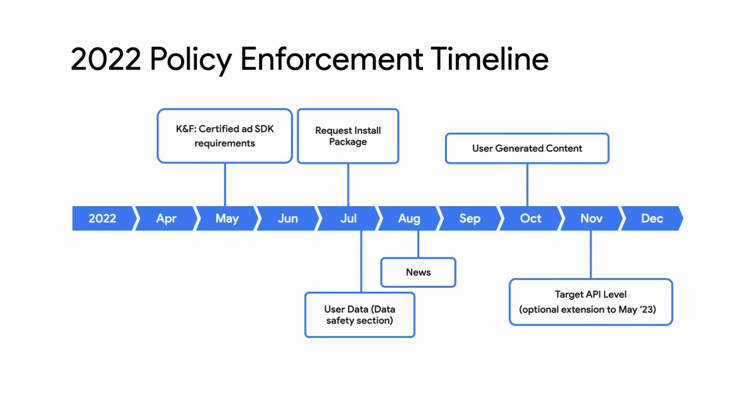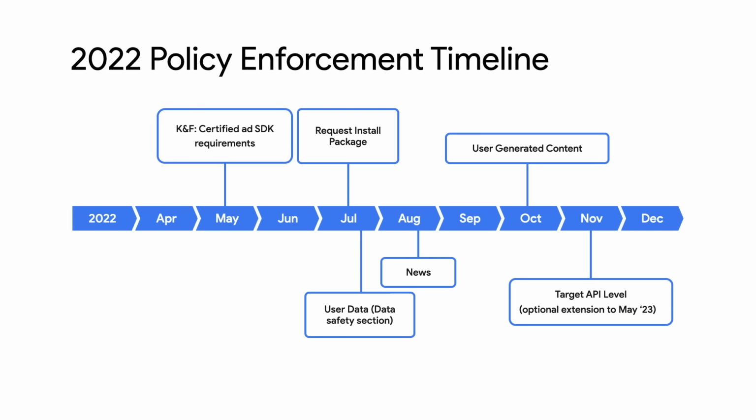Now, let's talk about upcoming policy deadlines. The data safety section will launch on Google Play Store in late September. All developers must have their data safety form approved and include a privacy policy by July 20th. We've been mindful to give developers more time for policy changes that may take more work. So developers have until July 11th to comply with the new request install package policy and October 11th to comply with the user-generated content policy updates.